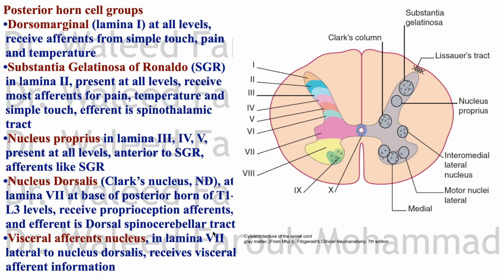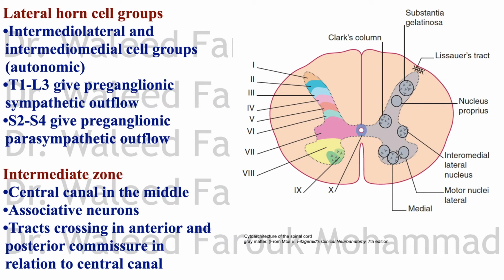Also, there is a collection of neurons, the visceral afferent nucleus in lamina 7. It's lateral to nucleus dorsalis and receives visceral afferent information. Lateral horn cell groups. We have intermediomedial and intermediolateral cell groups. I told you before, it's for autonomic function. And in the thoracolumbar region, it's responsible for the sympathetic outflow. In the sacral region, it's responsible for the parasympathetic outflow.